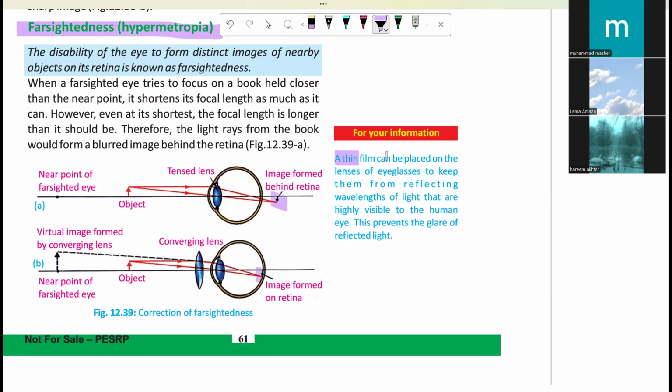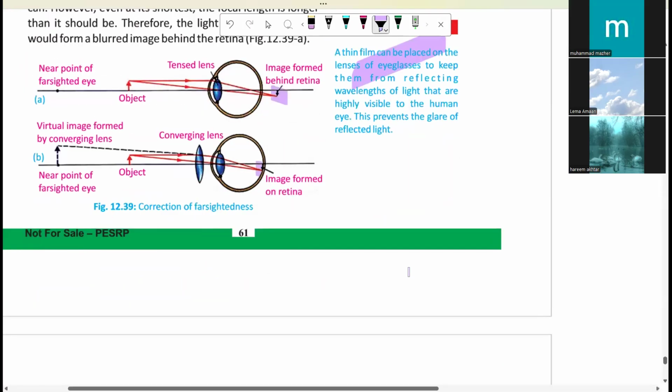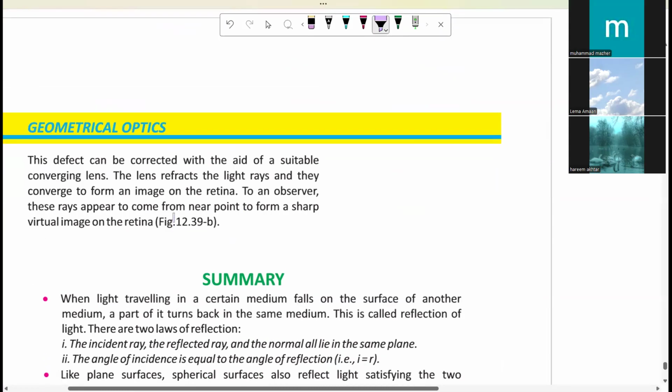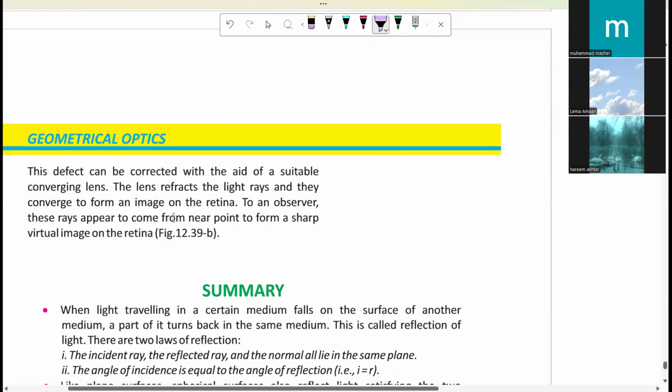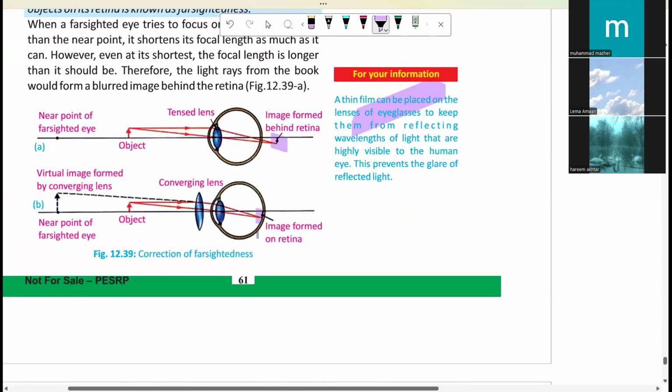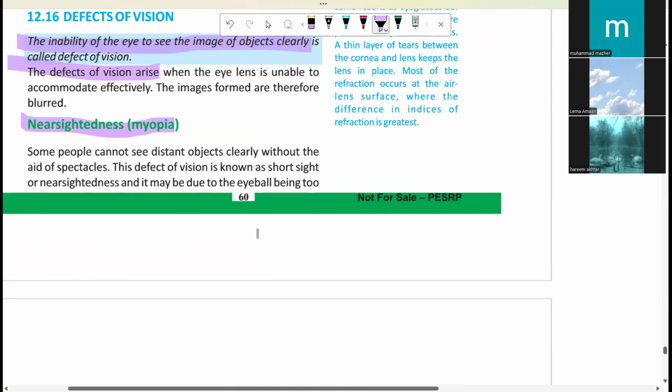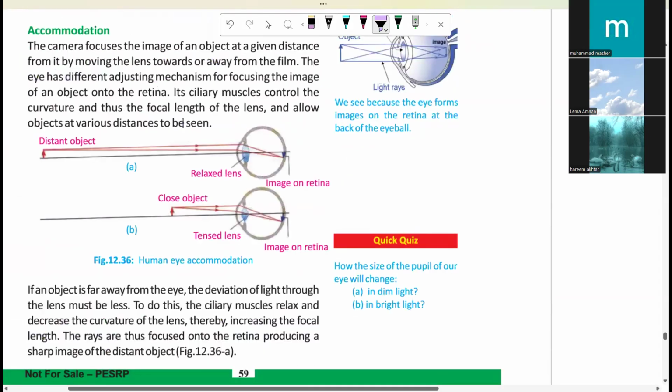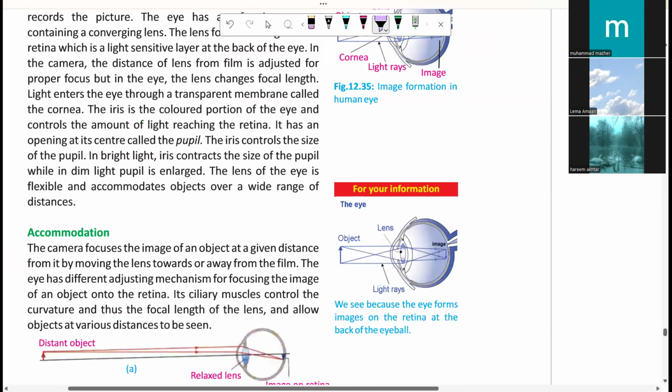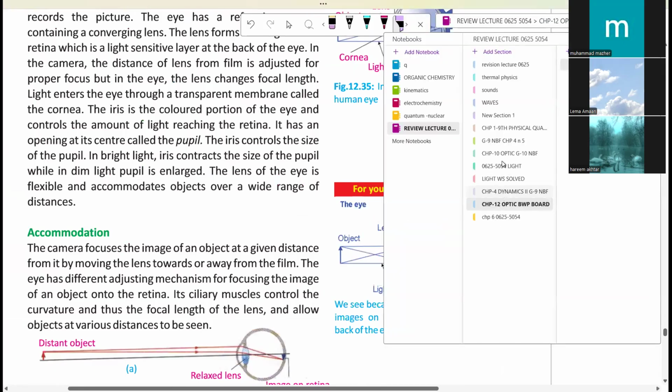यहाँ पे उसने बोला हुआ कि thin film can be placed on the lens of the eyeglass to keep them from reflecting wavelengths of light that are highly visible to the human eye. This prevents the glare of the reflected light. If you use optical lenses, you must know कि अगर हमारे scratches आ जाते हैं eyeglasses के ऊपर तो हमारे पास image भी blurry form होना start हो जाता है again. And the reason behind that is again कि light जो है वो deflect बहुत ज़्यादा हो रही होती है. So we are left with only two topics, that is compound microscope and telescope. That will be done soon.